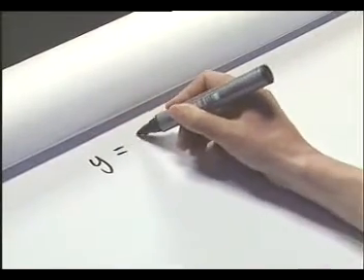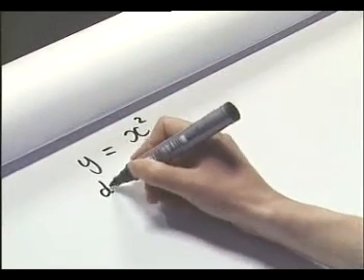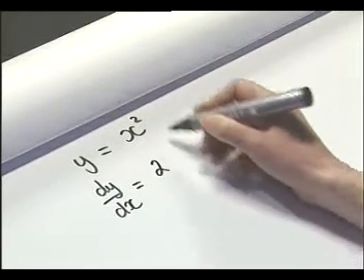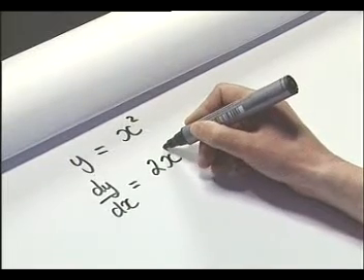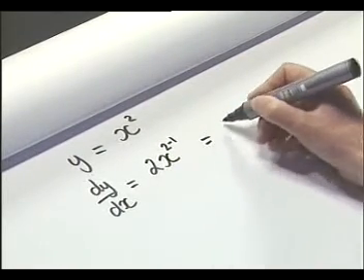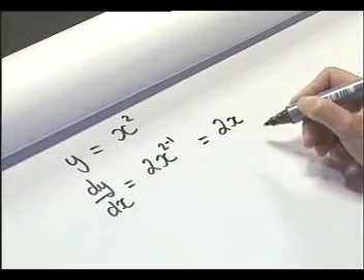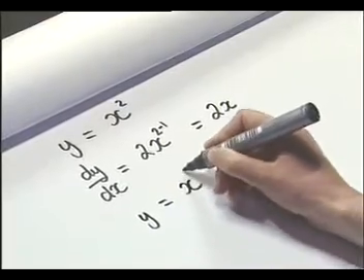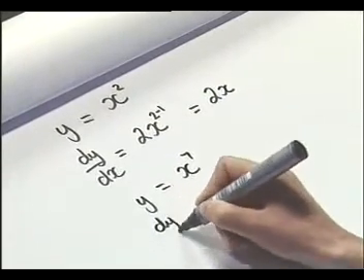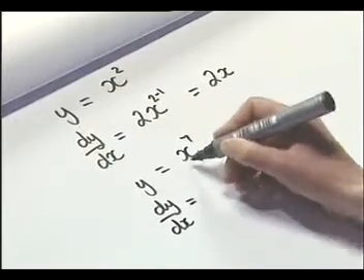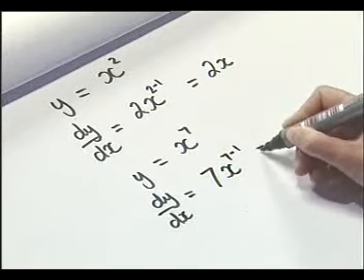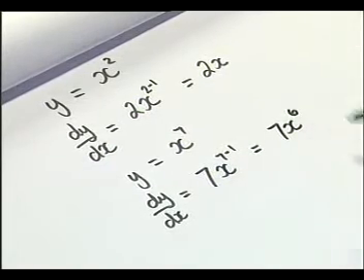Let's have a look at some examples. Let's say y equals x squared. So our dy by dx equals, well, the power comes down in front, so it's 2 times x to the power of 2 take away 1, which gives us 2 times x to the power 1, which is just 2x. Y equals x to the power 7. dy by dx equals, the power comes down, 7 times x to the power of 7 minus 1, so we get 7x to the power of 6.